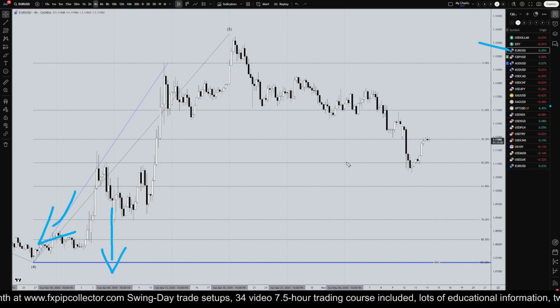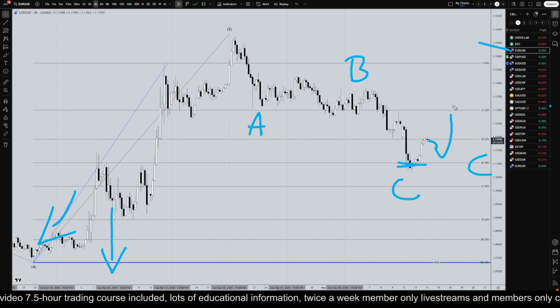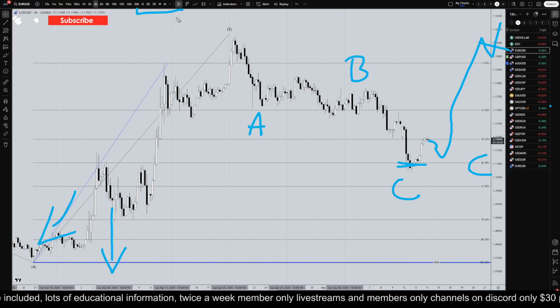So anyways, on the euro dollar, we had a very nice little fib bounce. And there is definitely a chance that this is a complete ABC correction and that we are now in an uptrend again, because all the higher time frames are definitely still in a very, very strong uptrend.